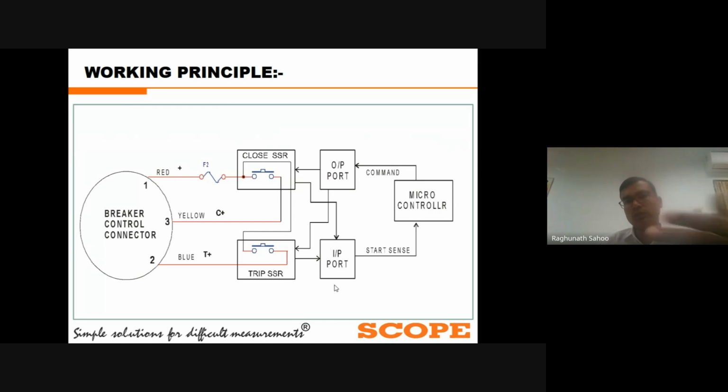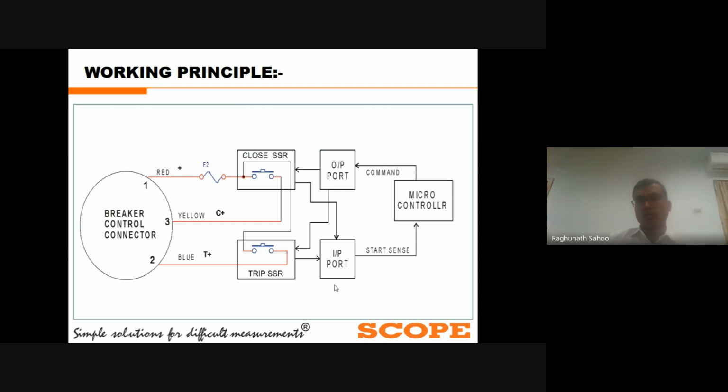When this switch was closed, meantime that red mentioned here is the red, yellow, and blue color cable. Why? Because red is our positive DC, yellow is your close coil section, blue is your trip or open coil section. Whenever the close SSR switch is closed, at this time the DC of the marshalling box will extend through the fuse to the close coil section.